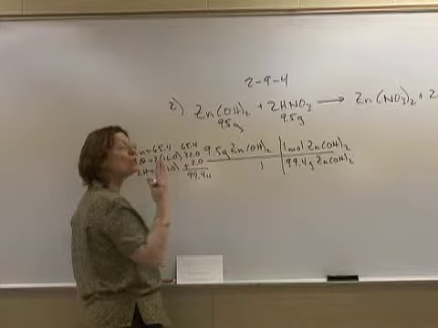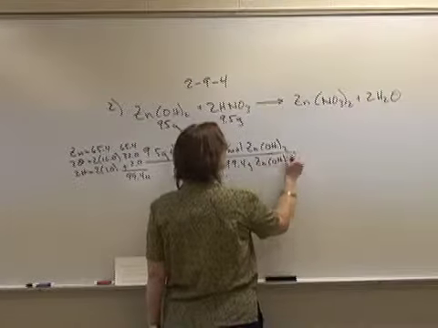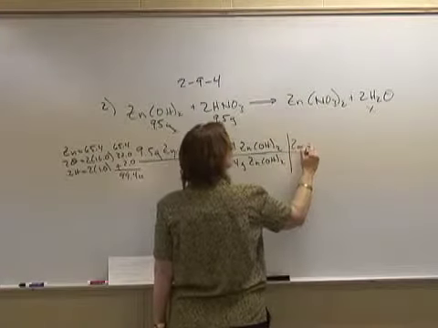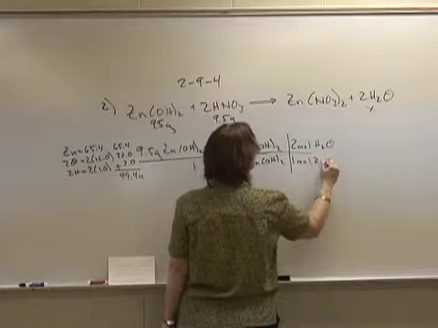Then, to change from one compound to the other, I use the mole ratio from the balanced equation. And my unknown is the water. And I have 2 moles of water for every 1 mole of the zinc hydroxide.